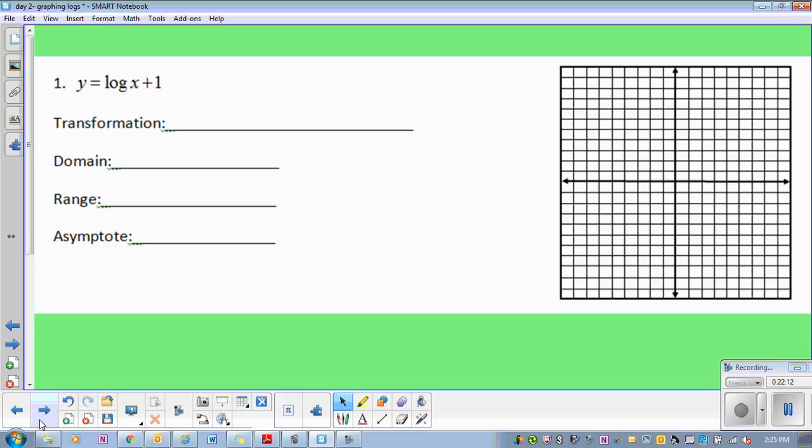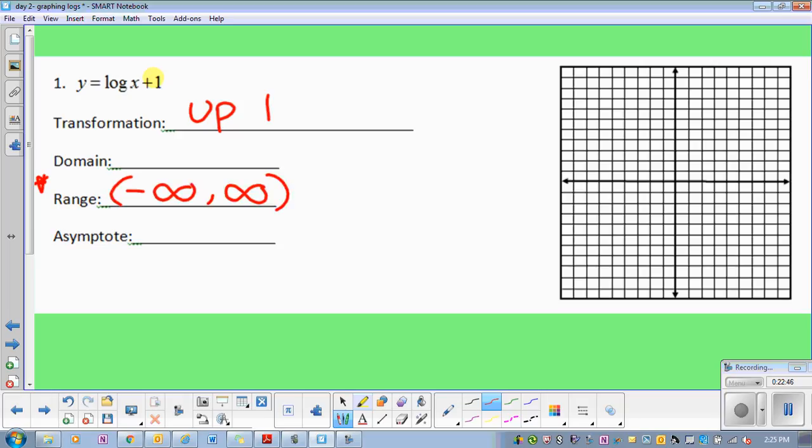So let's look at example 1. We have log of x plus 1. All right, so let's do this one together. It reflects, left 1. Whoa, no. Just up 1. There's no minus in there. So now, remember, for logs, your range is always all real numbers.